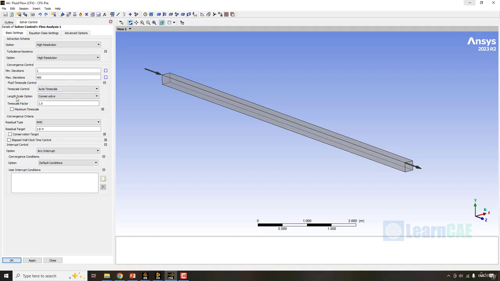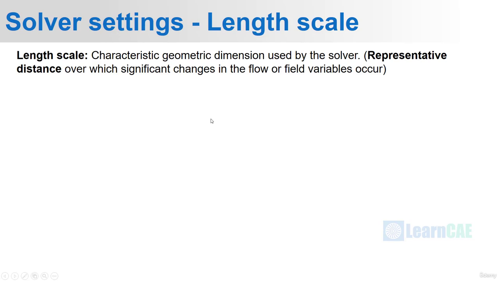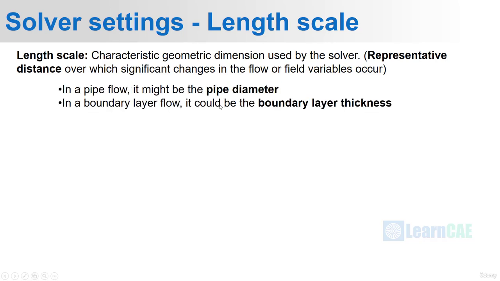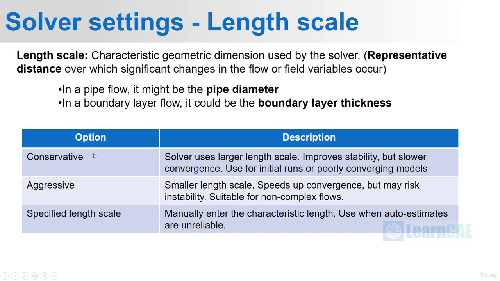Next, we can see what is length scale. There are three options here: conservative, aggressive and specified length scale. We shall see one by one. Length scale represents the characteristic geometric dimension used by the solver. It is the representative distance over which significant changes in the flow or field variables occur. For example, if you are solving a pipe flow, then the characteristic length will be the diameter. And if you are solving the boundary layer flow, it will be the boundary layer thickness, which is the characteristic length scale. There are three options available in CFX: conservative, aggressive and specified length scale.